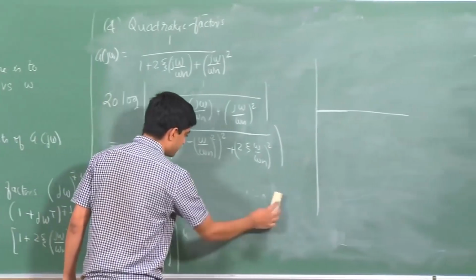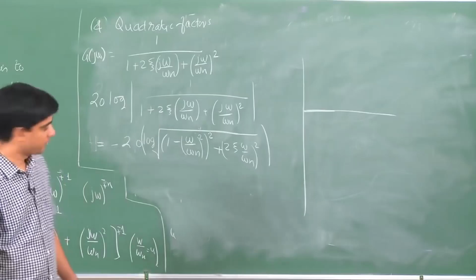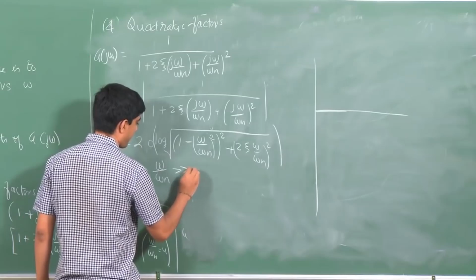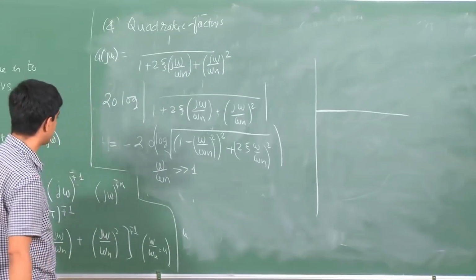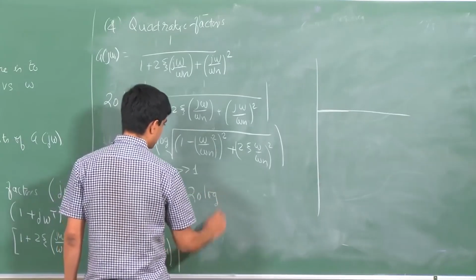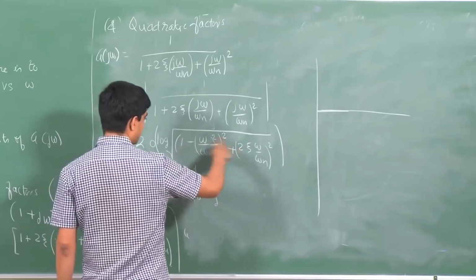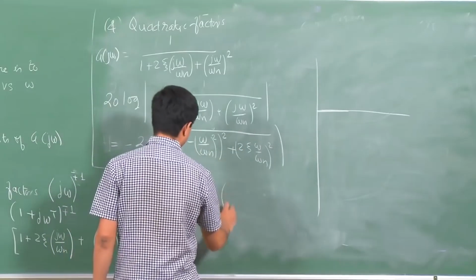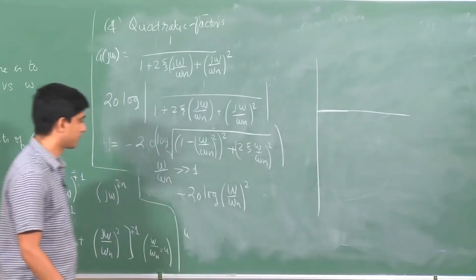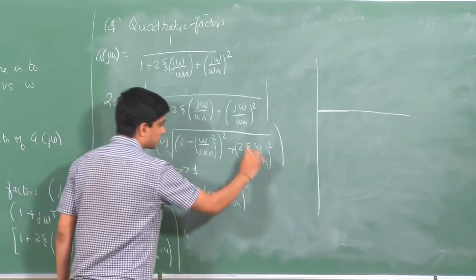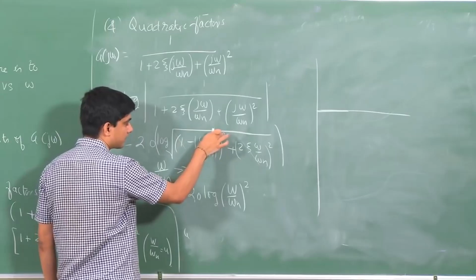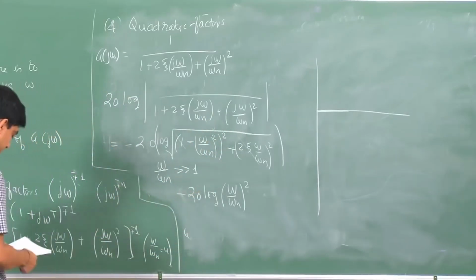The other approximation comes when omega over omega n is much larger than 1. In that case, my magnitude just becomes minus 20 log. All these terms will go away, and what just remains is omega over omega n whole square. So, we ignore the other terms, and we have omega over omega n whole square and then the square root. This square root and this 2 will cancel.